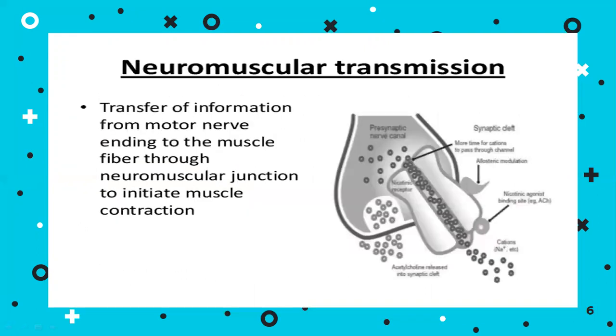Now, how does the neuromuscular transmission take place? Transmission means there is transfer of information from motor nerve ending to the muscle fiber through neuromuscular junction to initiate muscle contraction. So whenever the motor nerve is activated or excited, it passes the message to the muscle for contraction, and this message is passed through the neuromuscular junction.